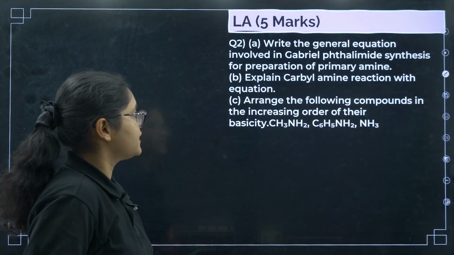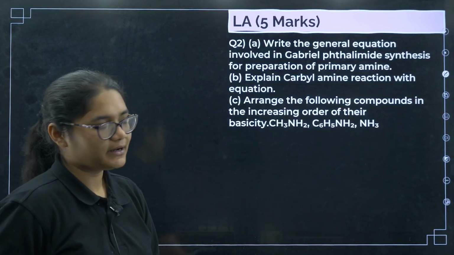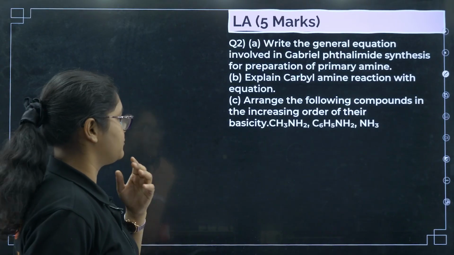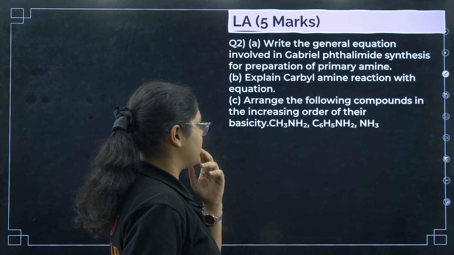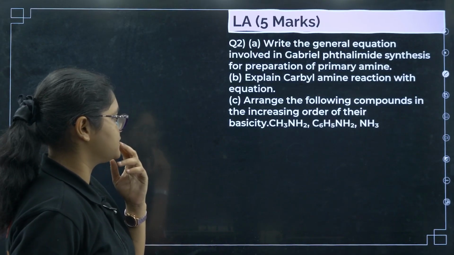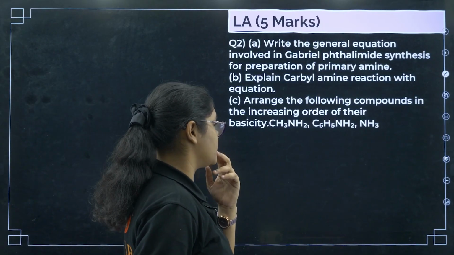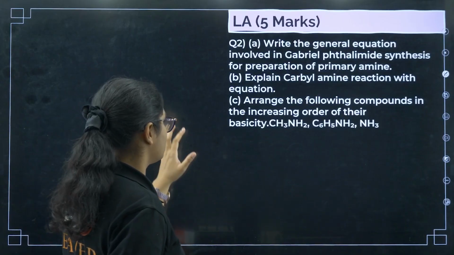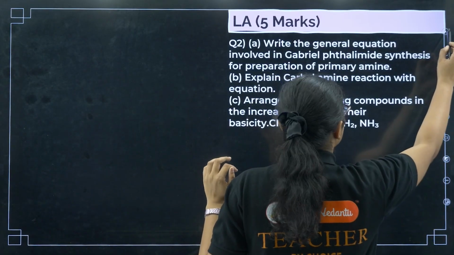Next, write the general equation involved in Gabriel phthalimide synthesis. This is a must question, so please prepare it thoroughly. Explain carbylamine reaction. This is also an important question. Arrange the following compounds in the increasing order of their basicity. Okay, so because of space, first I will do B and C, then we will see A.